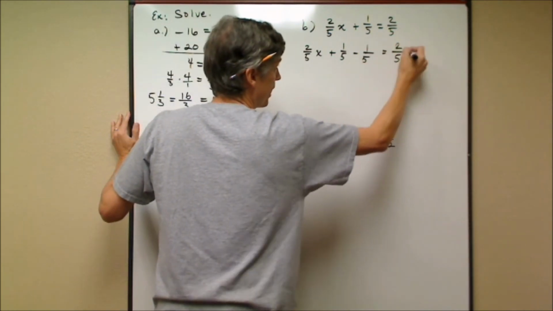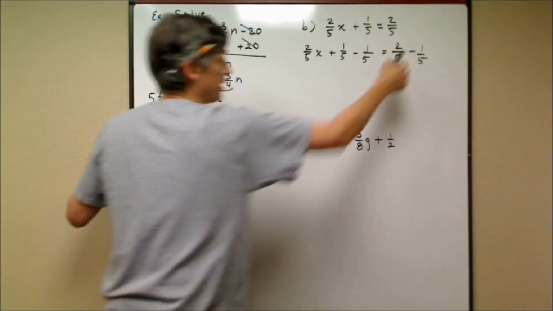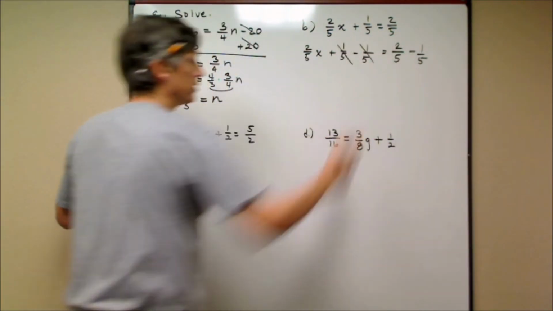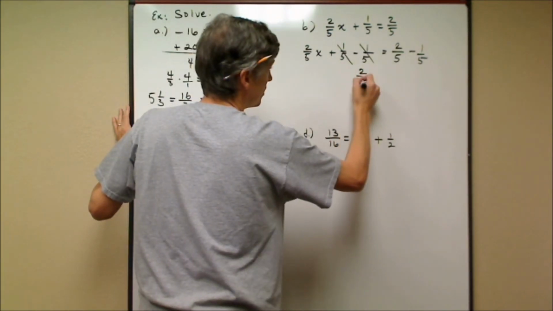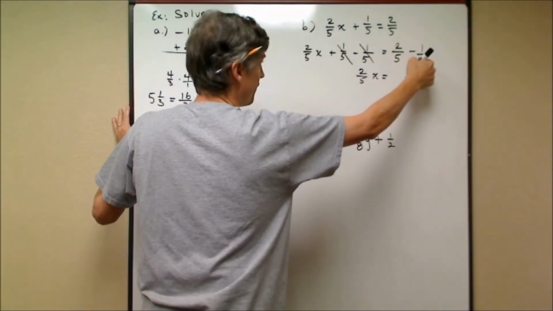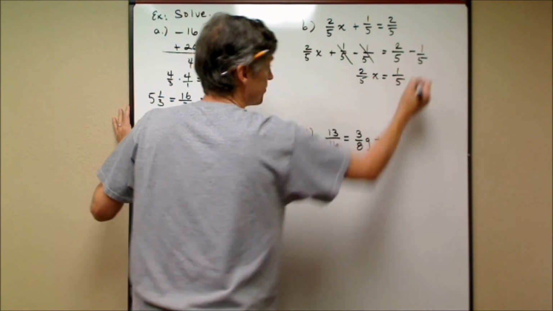Now we catch a break. On the right side, they have common denominators. So that's going to work out nicely. I get 2/5 x is equal to 2/5 minus 1/5, which is 1/5.